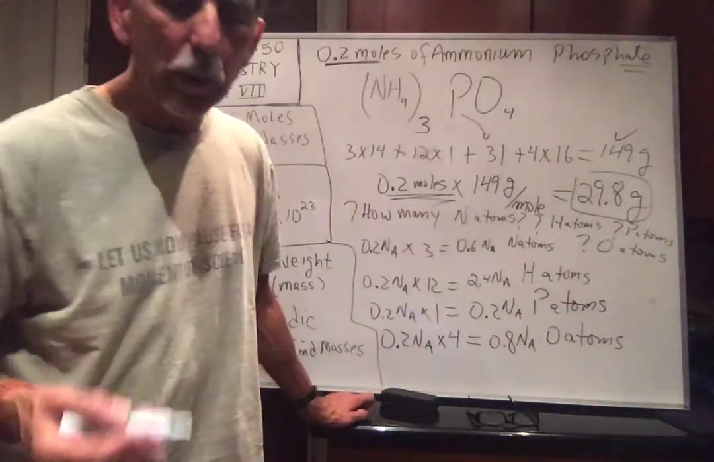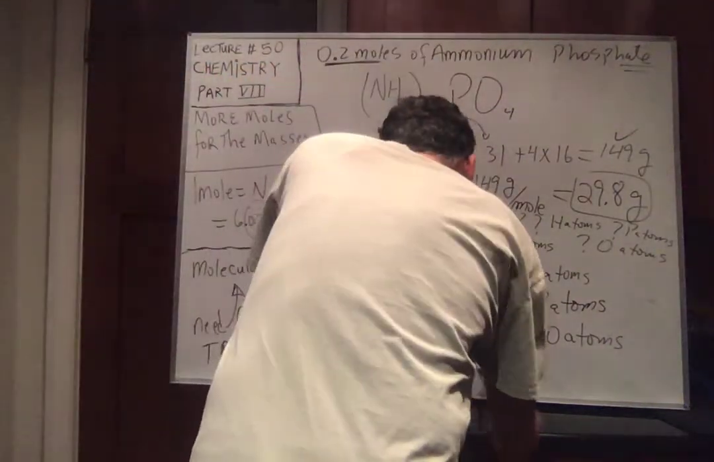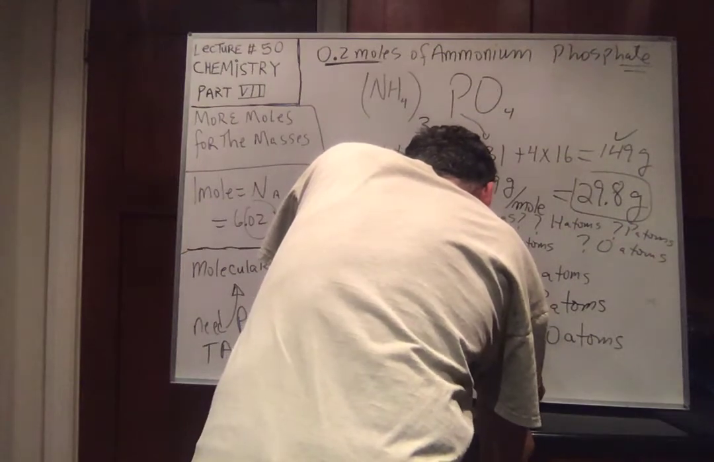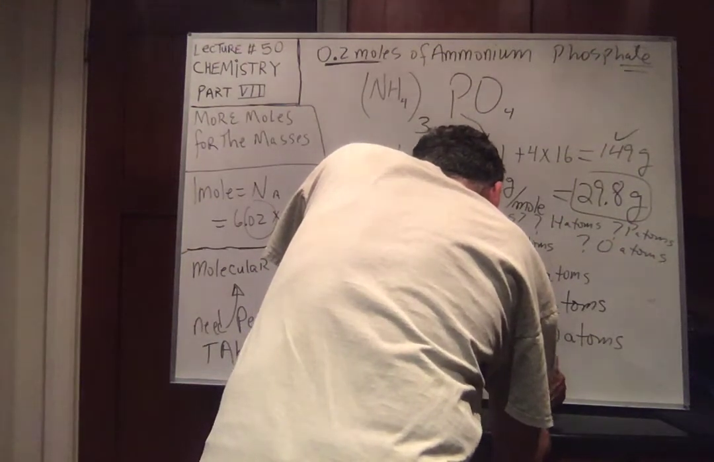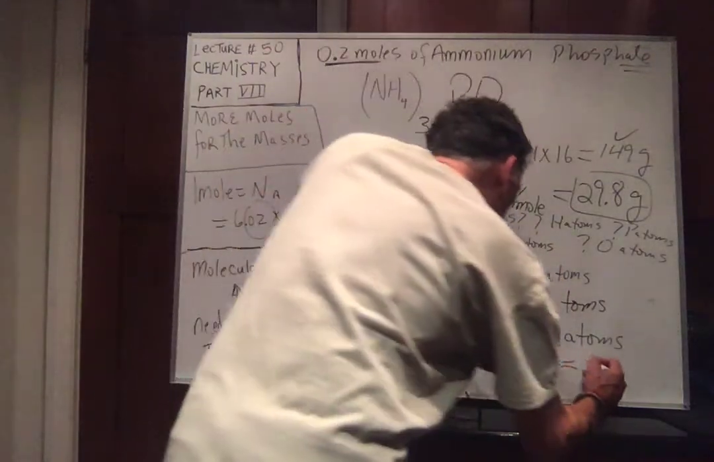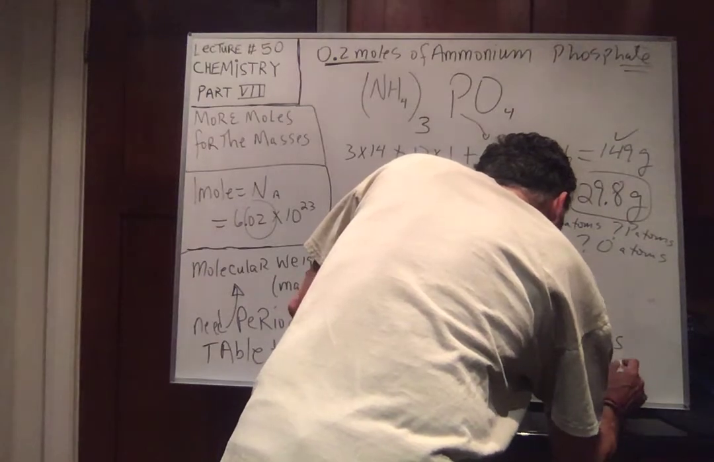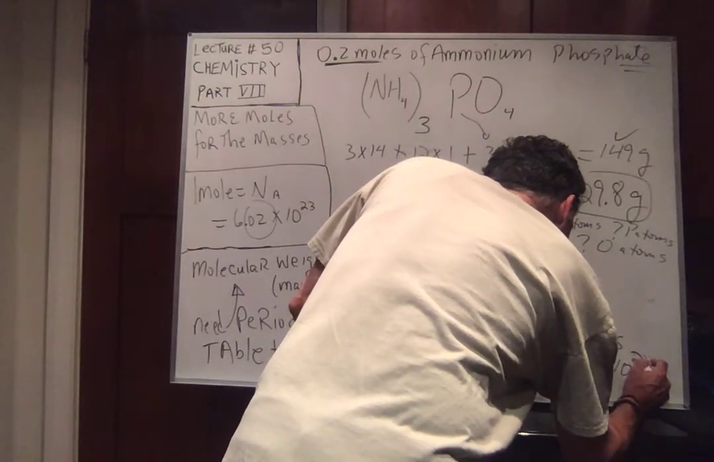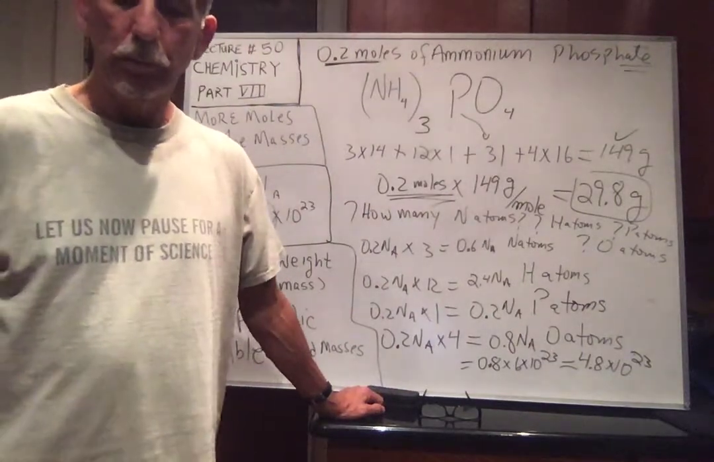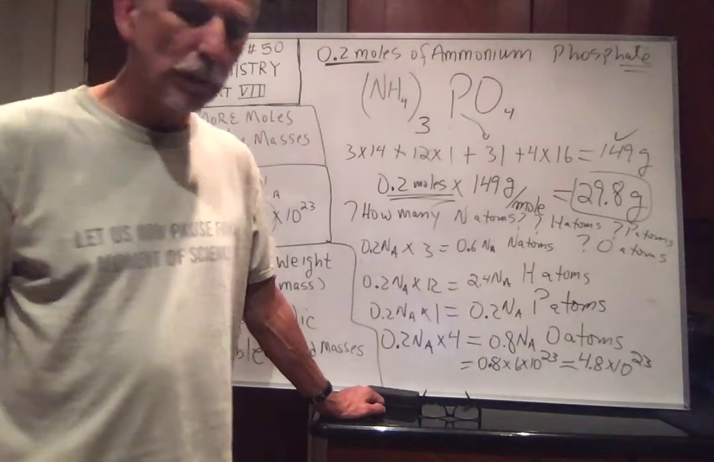Unless, of course, we want to put the number in terms of the actual number of Avogadro's number. So this would be 0.8, for example, times 6 times 10 to the 23rd. And what's that equal to? Looks like it's equal to 4.8 times 10 to the 23rd oxygen atoms. That's good? Very good. Everybody see that?